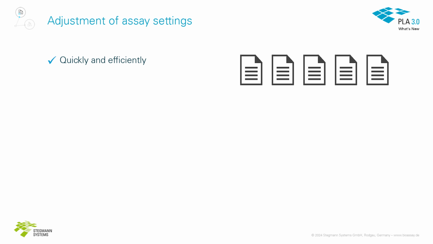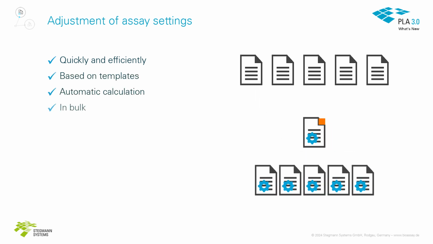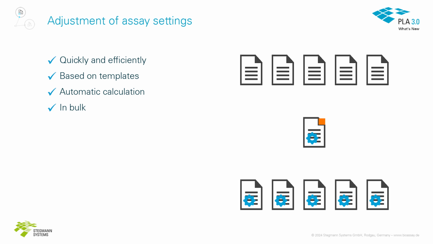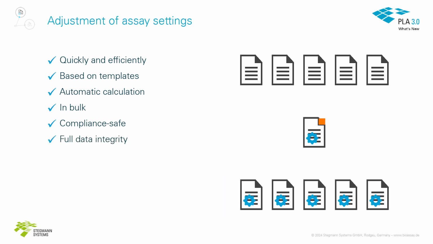First, prepare and save adjustments in a template. Then standardize and calculate all assays in bulk, with just one click. Importantly, the toolkit is compliance safe, as adjustments are performed on copies of the original data. This ensures data integrity of the original source assays, which remain unchanged. It also allows you to easily revert to previous setups, and maintain an overview.